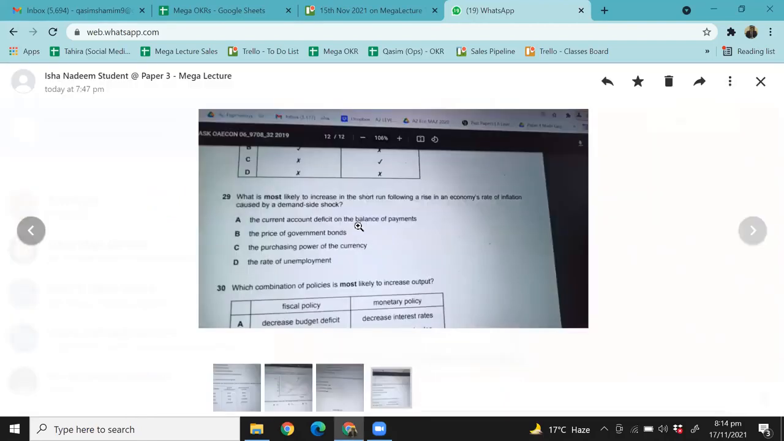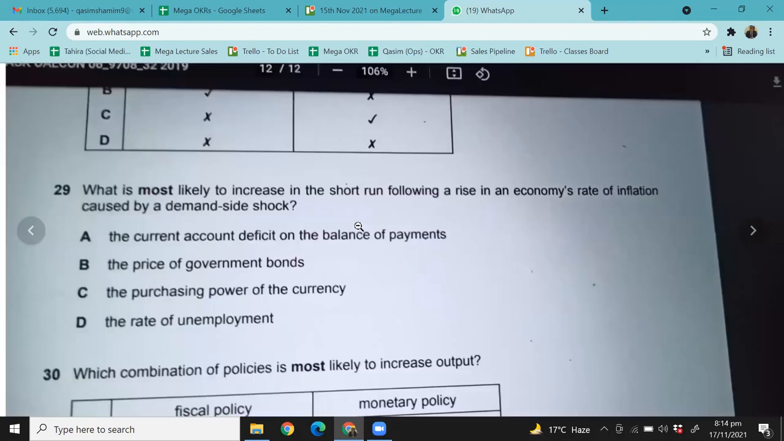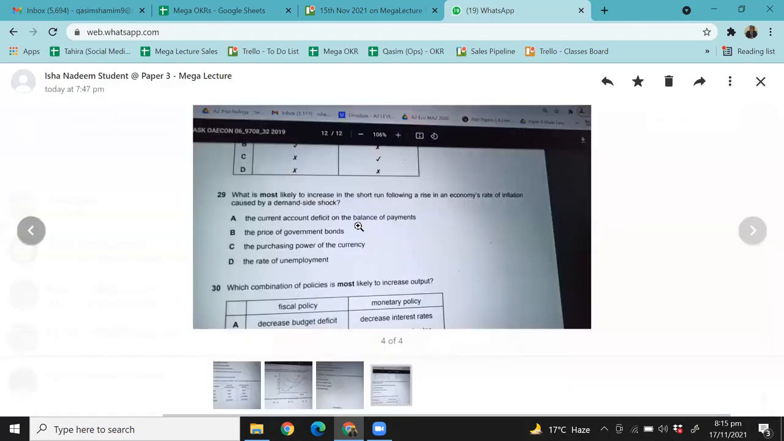Okay. But there will be some weird questions like these. Next question. What is most likely to increase in the short run following a rise in the economy's rate of inflation caused by a demand side shock? The current account deficit on the balance of payments, the price of government bonds, the purchasing power of the currency, the rate of unemployment. The price of government bonds. Rise in the rate of inflation. I would say B.